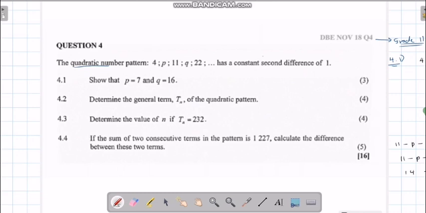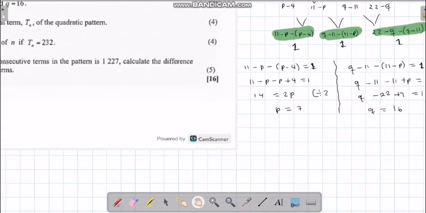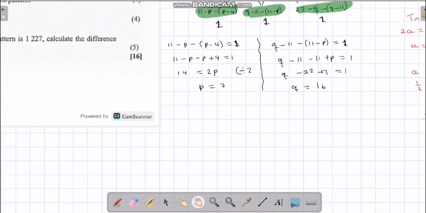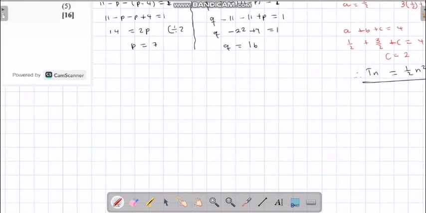4.3. Determine the value of n if Tn is equal to 232. So we're now looking for the position of that term. We want to know 232's term number, what position that value has. Okay, 232. So 4.3.